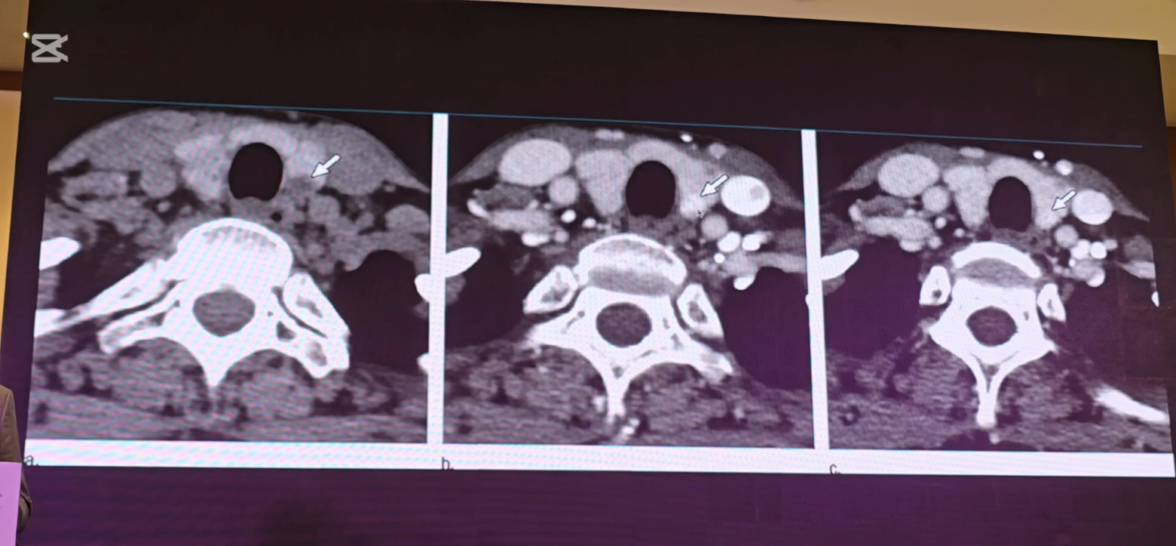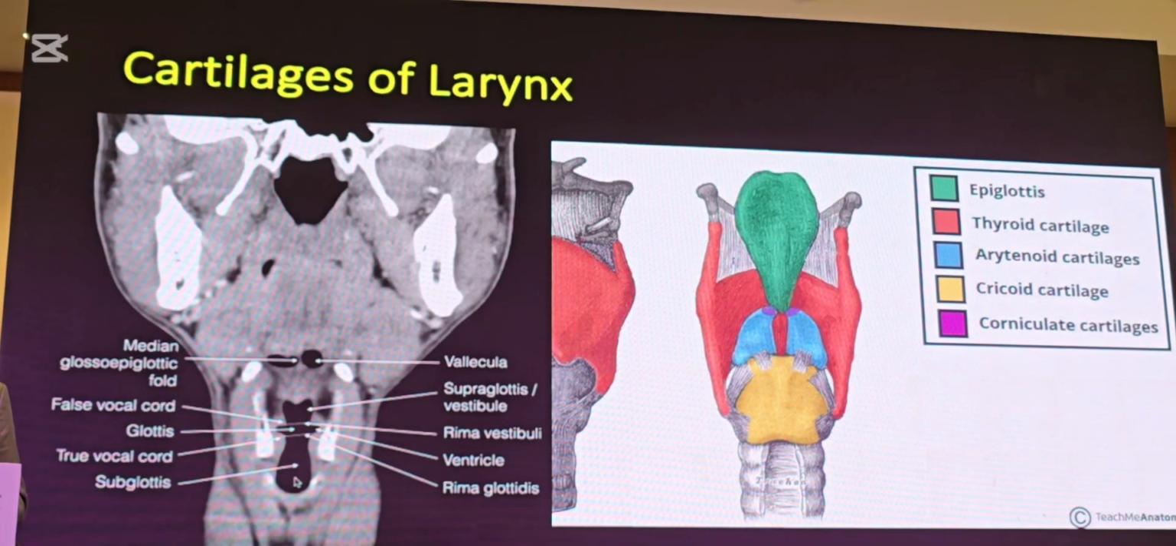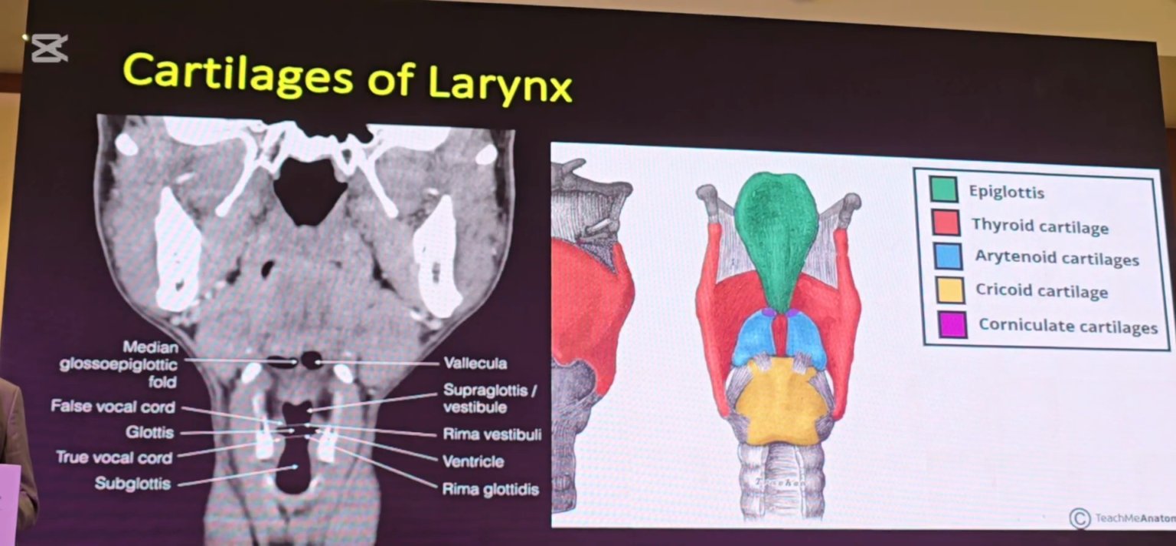When you give a contrast, you can see how it enhances. I'm not going to talk about the pathology part. So, cartilage. This is actually the classical view when you see a coronal section of this area, and you can see the entire larynx: thyroid cartilage, hyoid bone, cricoid cartilage. This view will tell you whether there is any subglottic spread of any tumor or mass. All these things we will be seeing in a little more detail when we go through the diagram images.